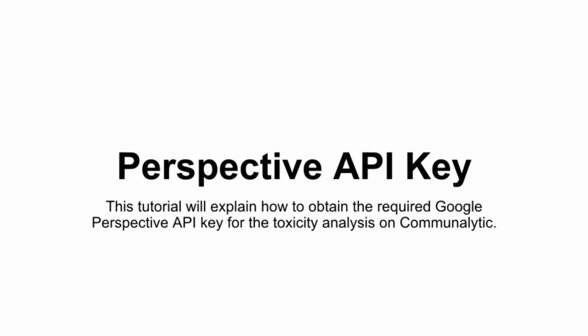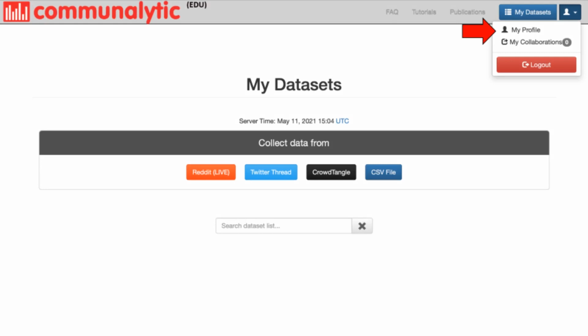Perspective API Key. This tutorial will explain how to obtain the required Google Perspective API key for the toxicity analysis on Communalytic. Step 1. To begin, click on the My Profile button in the upper right corner of the homepage.